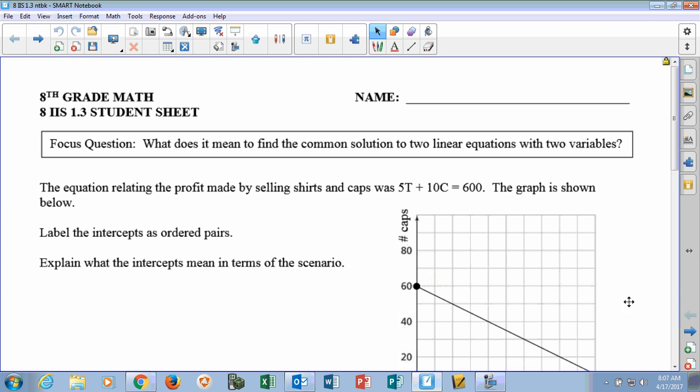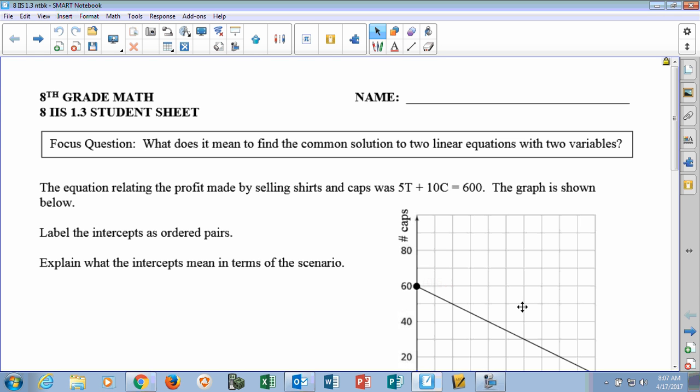All right. So today, for most of the year, you've learned how to graph one line. We've talked about slope. We talked about y-intercept. Well, now we actually get into systems, that is, two lines. So our focus over today and tomorrow is going to be what does it mean to find the common solution to two linear equations with two variables.